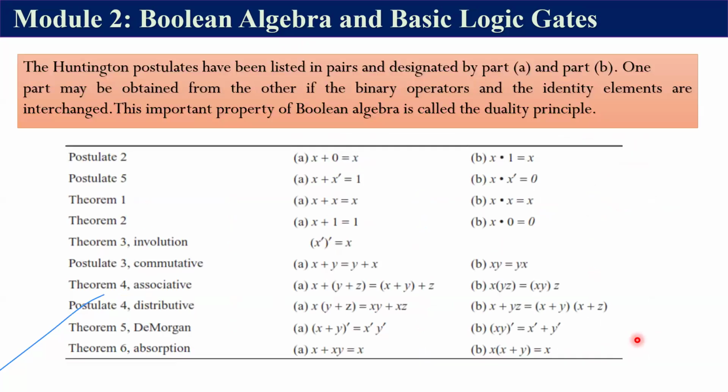Now, there are a number of postulates and theorems that were put together by Huntington. In his postulates, he came up with what is called the duality principle.